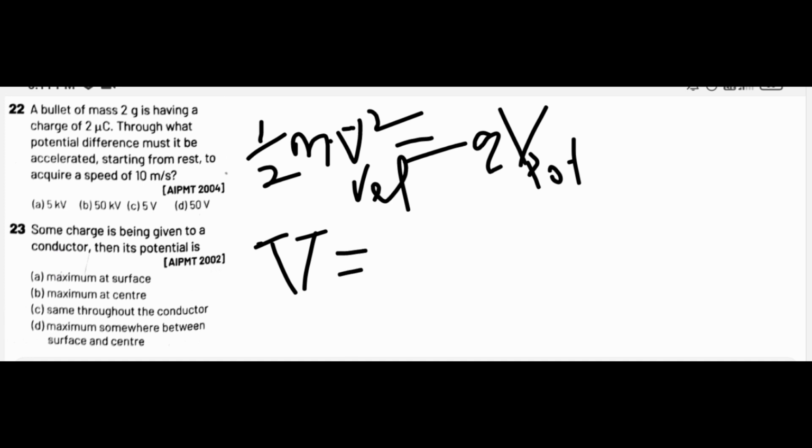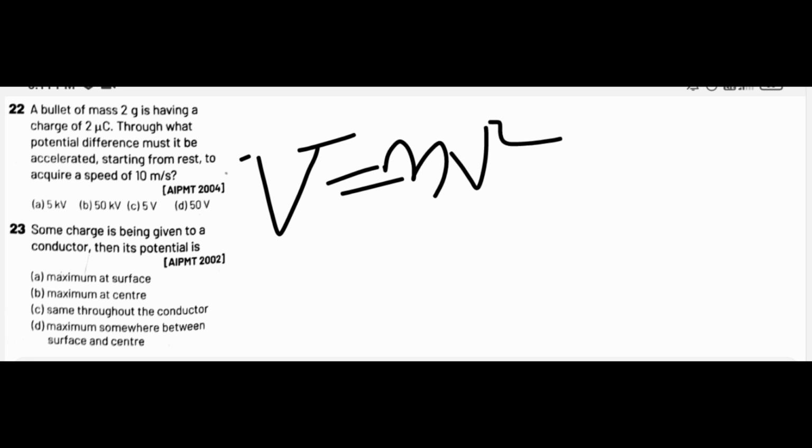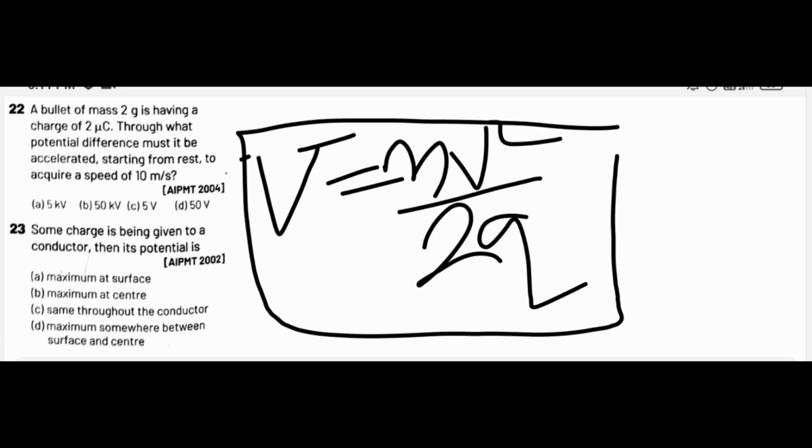V is equal to mv square by 2q, not a root, mv square by 2q. Potential V is equal to mv square by 2q. Remember this formula. This formula is exactly applicable if they are asking for the velocity relation with respect to electrostatics. Remember this is going to be directly helpful in solving this type of questions.